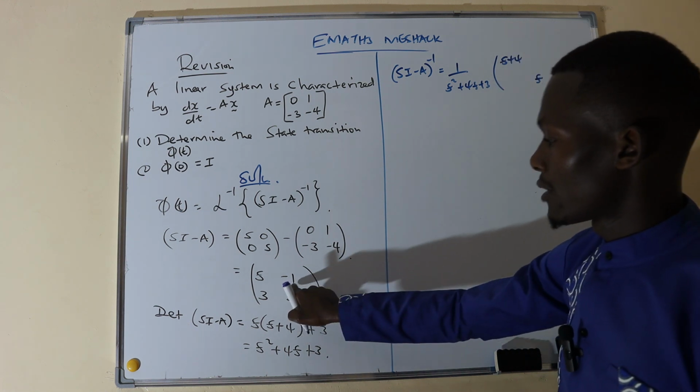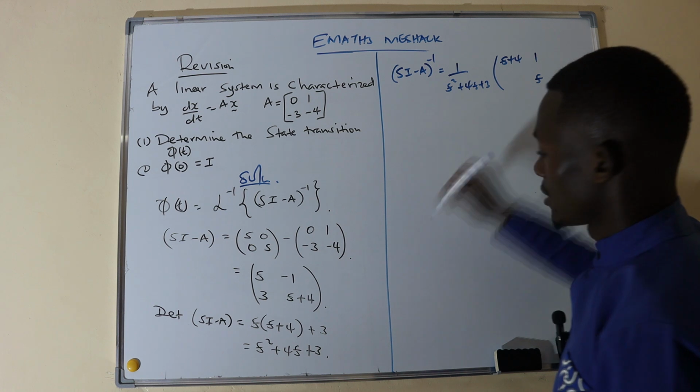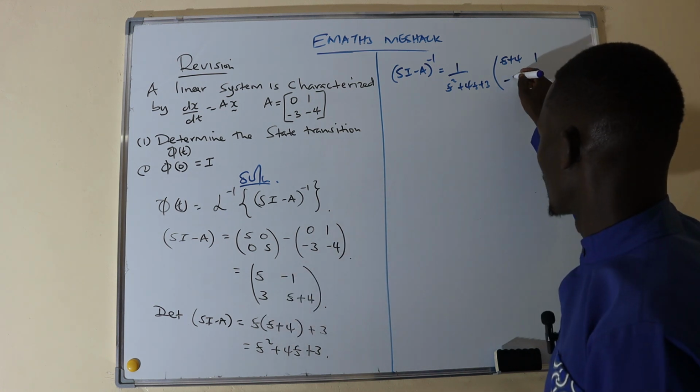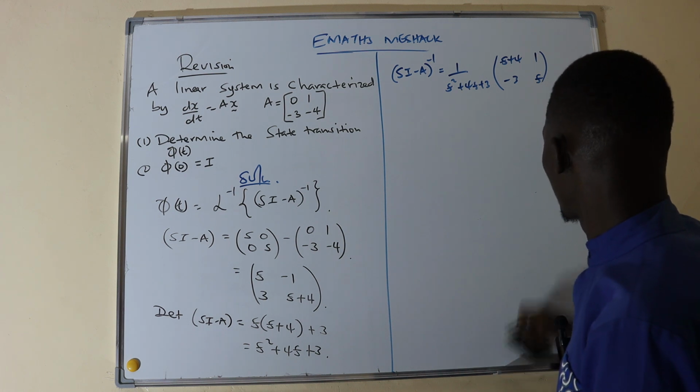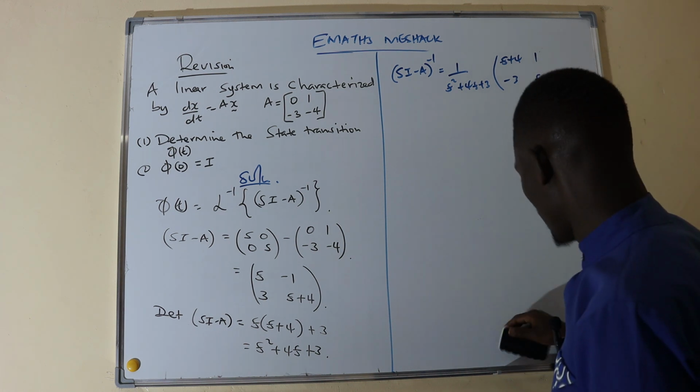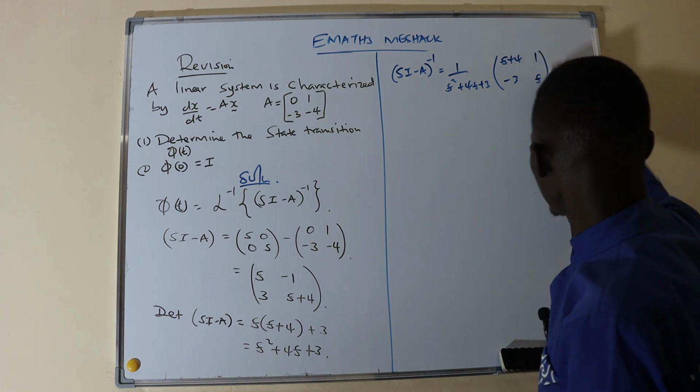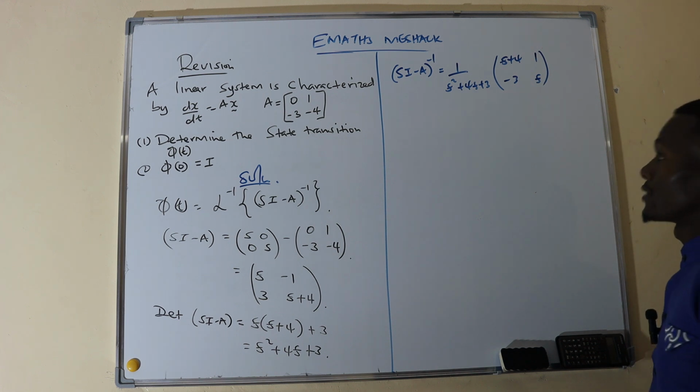Then we shall have, this one is a negative, becomes positive. This one is a positive, becomes what? Becomes negative. So the inverse for our matrix SI minus A will be given by this. So that will be our inverse by the end of the day.